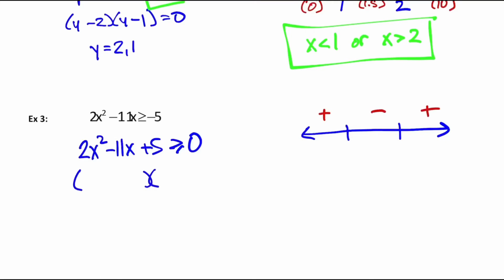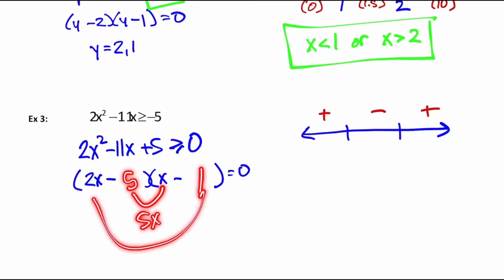A little bit trickier. It's got to be 2x and x. Signs are saying both negative. It's got to be 5 and 1, right? So is it 5 and 1, or is it 1 and 5? Well, you need an 11. So if I do 5 and 1, that's going to give me 5x. That's going to give me 2x. Both those would be negative. That's not going to work.